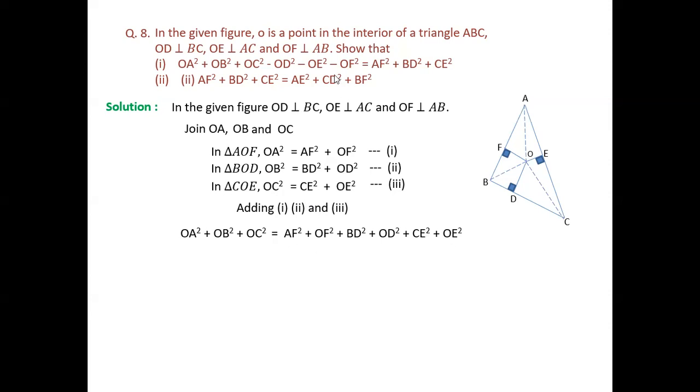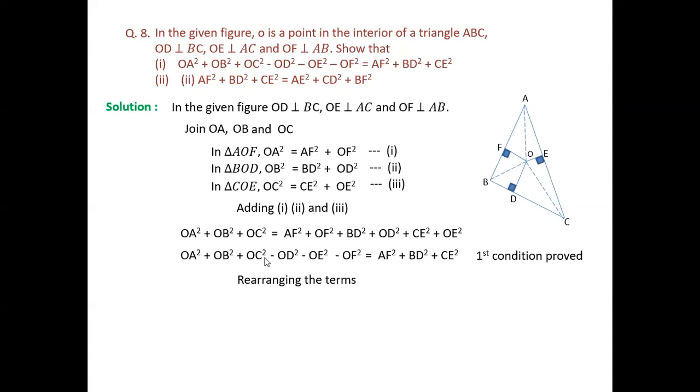Now, if you see this answer, how we want it. So that means if you take OD, OE, and OF to this side, you will get your result: OA square, OB square, OC square minus OD square minus OE square minus OF square is equal to AF square plus BD square plus CE square. This is your first condition. So your first condition is proved. Clear? That's it. It is just using Pythagoras theorem to all the three triangles and going ahead. And just add them, you get the answer.